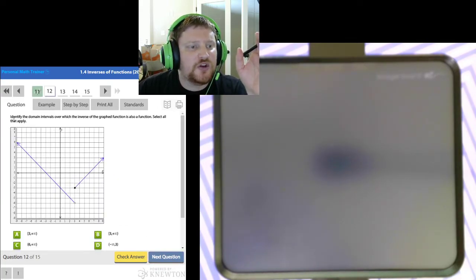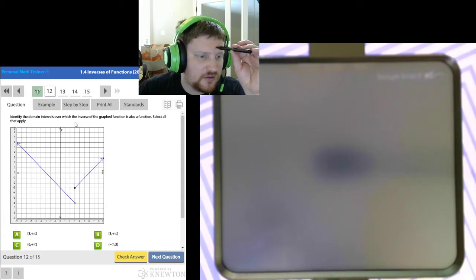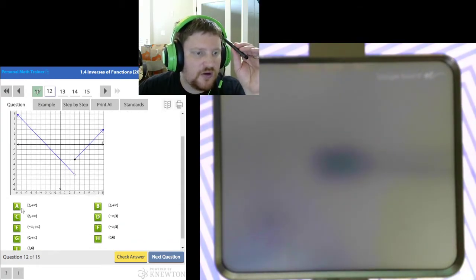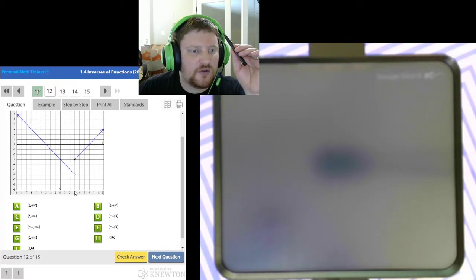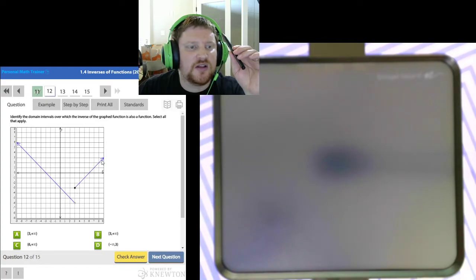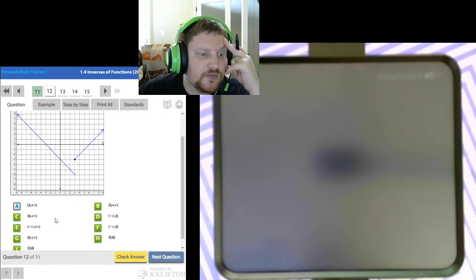Alright, identify the domain intervals over which the inverse of the graphed function is also a function. Select all that apply. So, from 3 to infinity. If I go from 3 to infinity, keep in mind that we have an open dot here, so from 3 to infinity would include none of this left part. And that is a straight line, so we know that straight lines' inverses are functions.